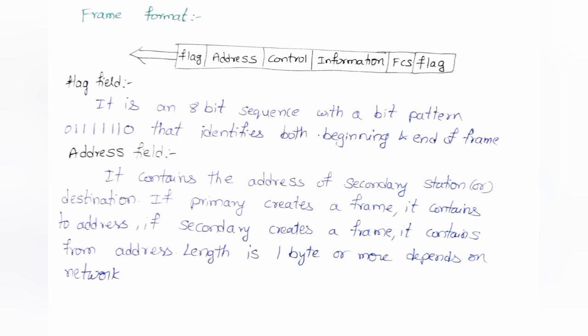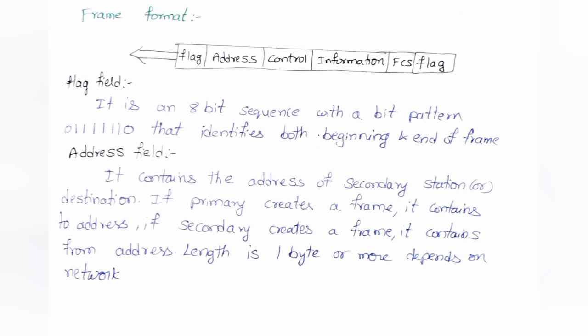So next one is the frame format of the high-level data link control protocol. Whenever a station is sending some data to another station, it will have a particular format, that is the flag, address, control, information, FCS and flag. Like if you are posting a letter to a person, then it will have some format, right? From address, to address, the body of the letter, signature. Similarly here, if a station is sending some data to another station, it will have some format. That format is called a frame format.